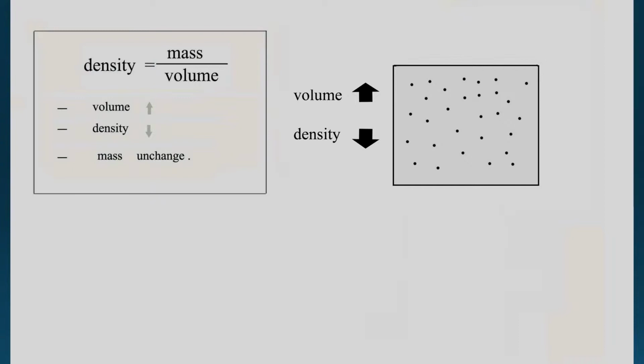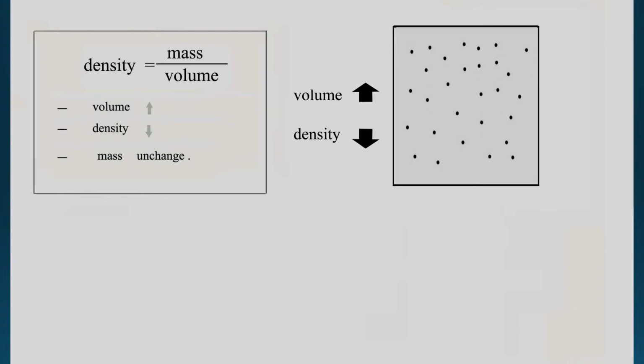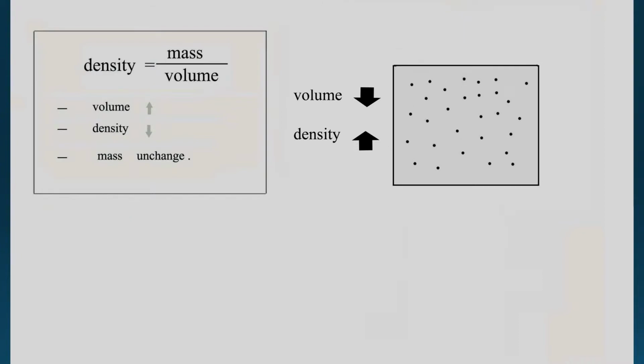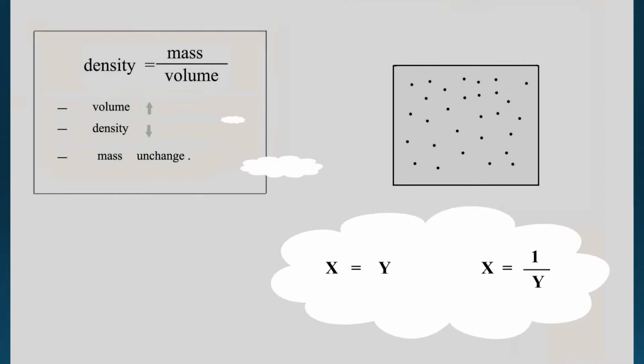Here, when volume increases, the density gets less, as the particles inside become less dense. Let's see. Now, how about another situation, when volume decreases? What happens when the volume decreases? You will find that the particles inside get more crowded and more dense. And that's what happens. This opposite relationship is reflected in this formula.